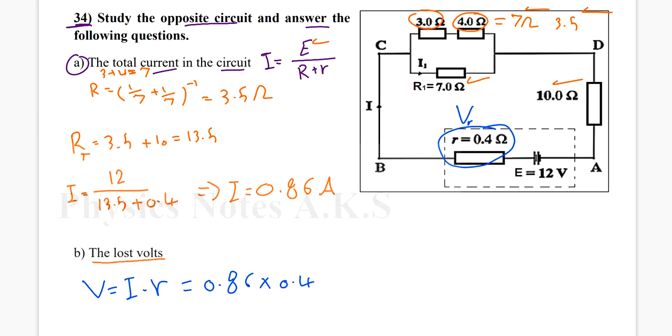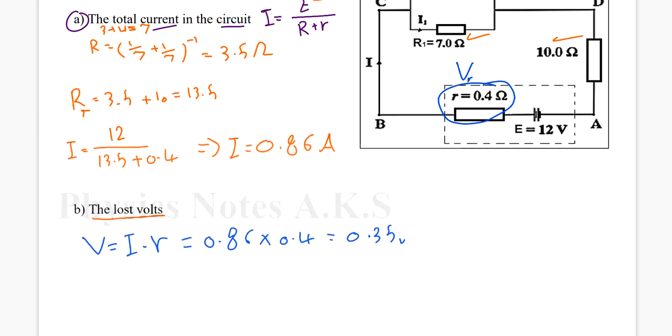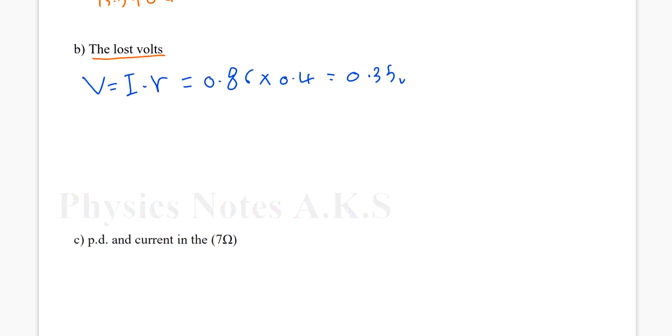it's 0.345. Let me remove this, sorry. So it equals 0.345. I will round it to 2 digits. I will have 0.35 volts. So this is the lost volts, or we call it internal potential difference or internal voltage. Do I have a C? Oh yes, I have a C.